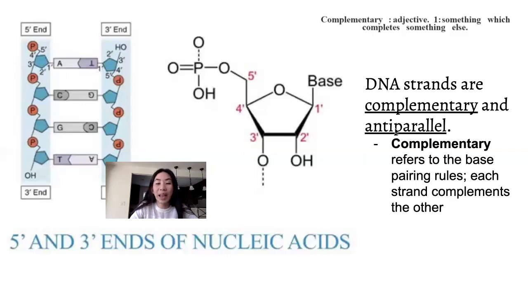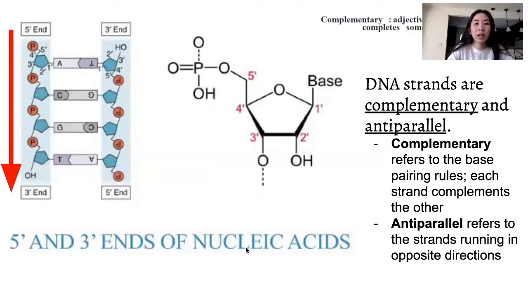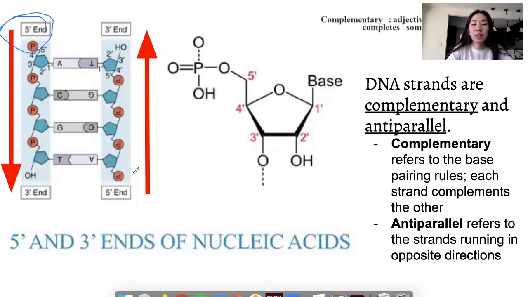Now the other word, anti-parallel, refers to the strands running in opposite directions. So this goes back to the 3' and the 5' ends. So if one DNA strand goes 5' end to 3' end, the arrow goes in one direction. For the other strand right here, you've got the arrow going up. Whatever is 5' on one end, they're diagonal from each other. So like this. And then 3' would be the opposite. So that's what the term anti-parallel refers to, these ends.